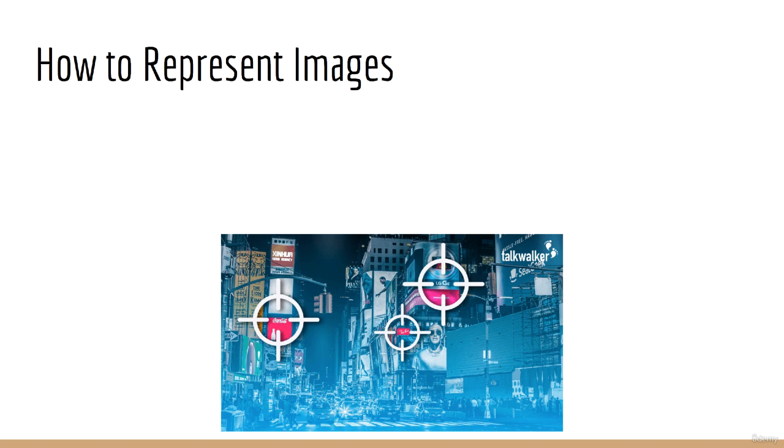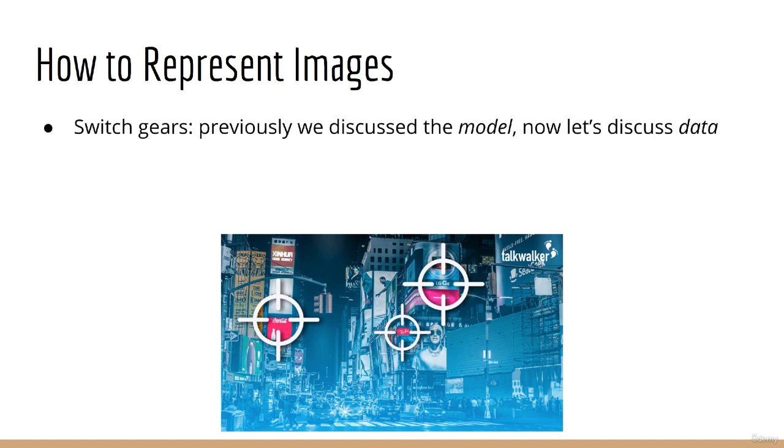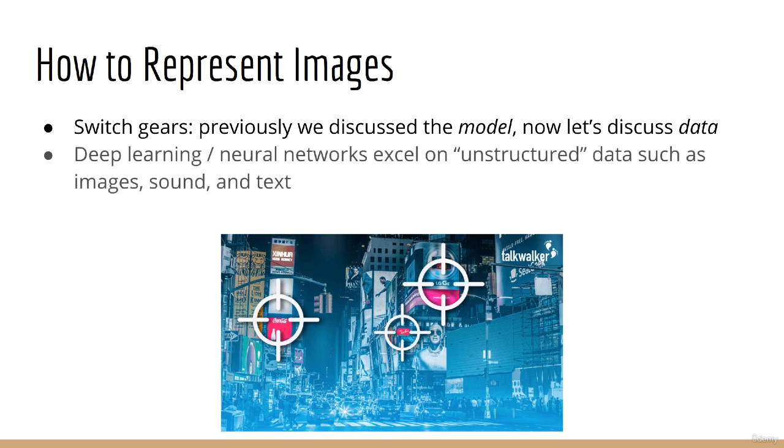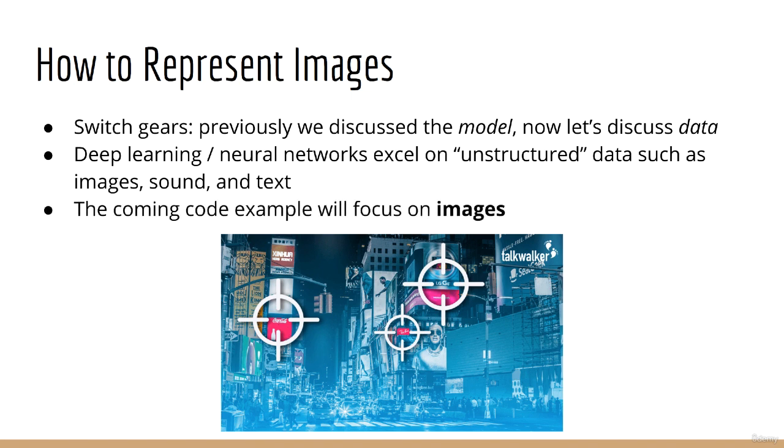In this lecture, we are going to switch gears a bit and discuss the kind of data we'll be working with next. Previously, we discussed topics related to the model itself, how a neural network is structured, and the different kinds of functions involved. That's the model. But just as important is the data. Where deep learning and neural networks really shine is on unstructured data, such as images, sound, and text. And so, for the next code example, we'll be moving on to classifying images.